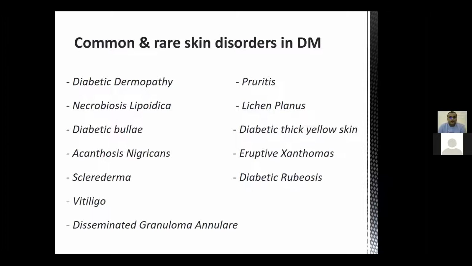Common and rare skin disorders in diabetes. Most common are diabetic dermopathy, necrobiosis lipoidica, diabetic bullae, acanthosis nigricans, scleroderma, vitiligo, disseminated granuloma annulare, pruritus, lichen planus, diabetic thick yellow skin, eruptive xanthomas, and diabetic rubeosis. So these are a few of the skin disorders that are otherwise rare but common in diabetes.